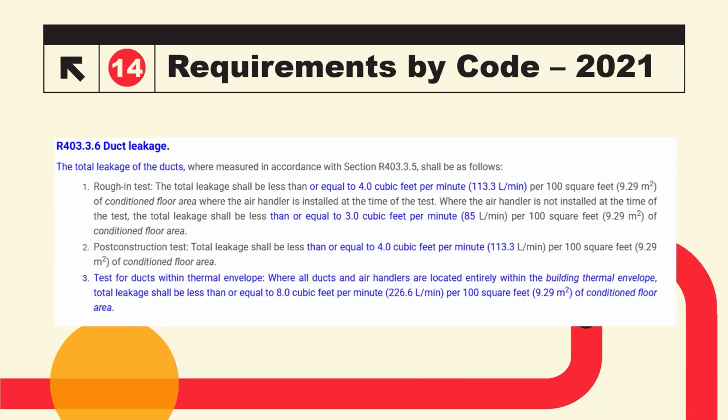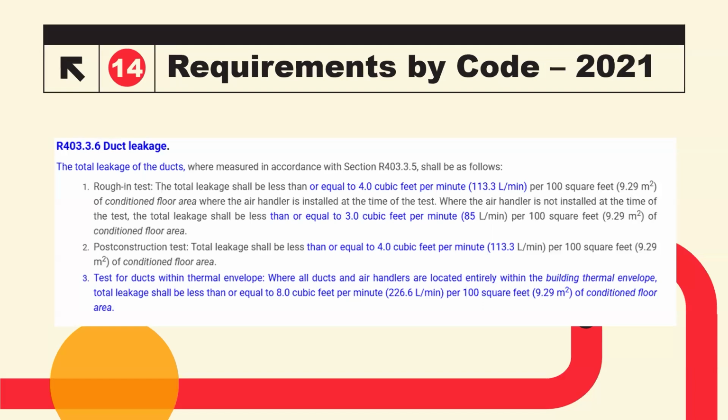And of course, requirements by the code. Right now, we've got most cities in Texas, or a bunch of cities in Texas, on the 2021. Currently, this is what it says for duct leakage allowance. Even though you're doing a rough-in test or a post-construction test, you're still looking at 4 CFM per 100 square feet of conditioned floor space. We just always call it 4%. And then, of course, if the air handler is not installed, then it squeezes that target down to 3 CFM per 100 square feet.